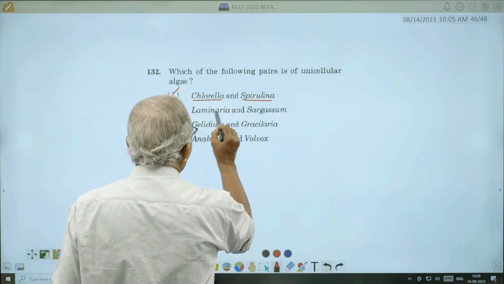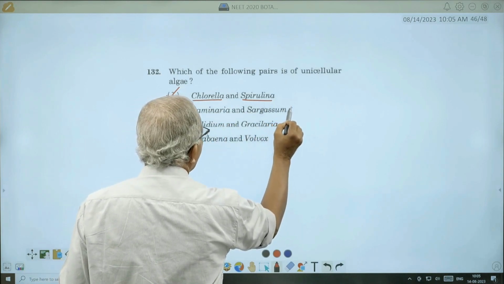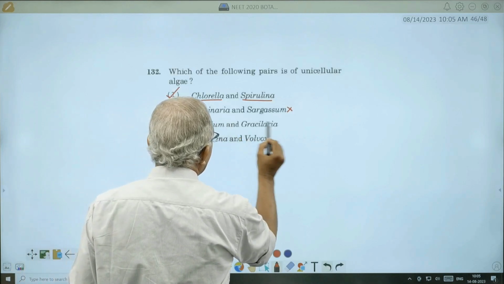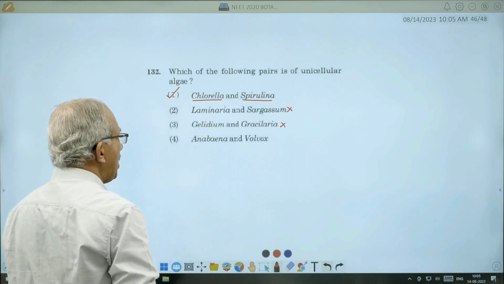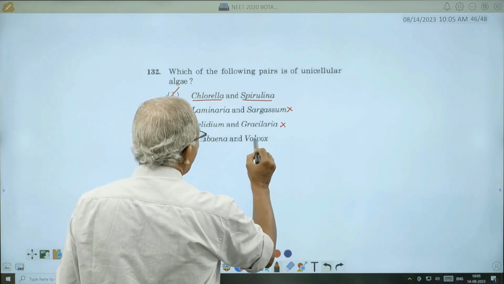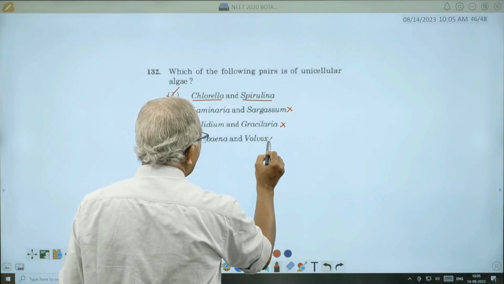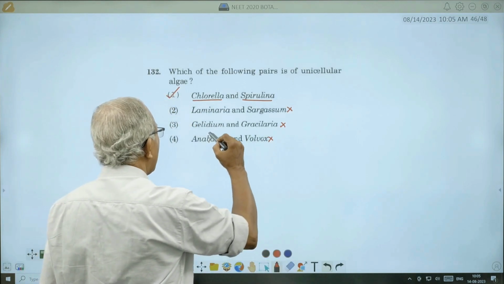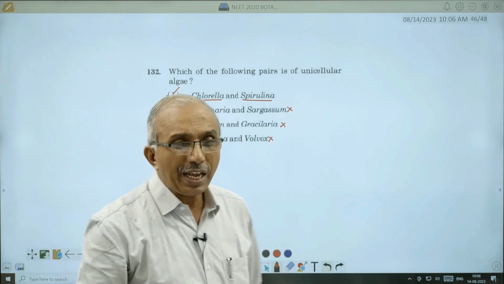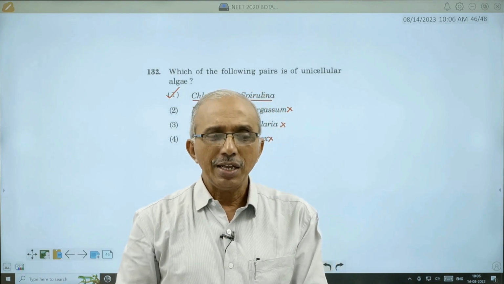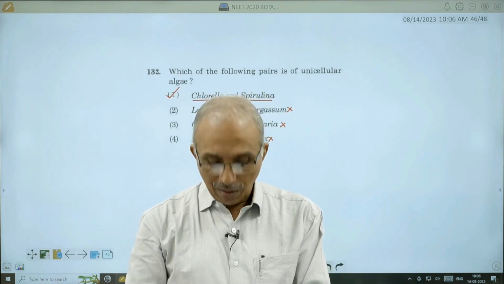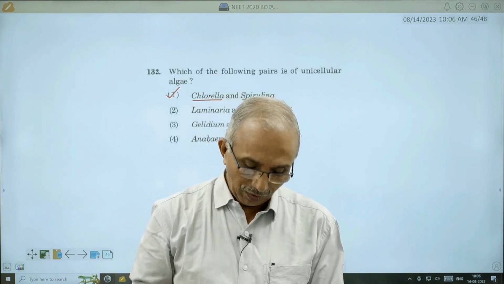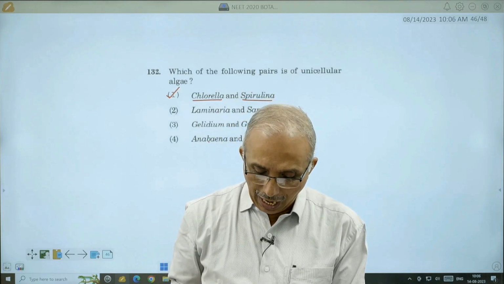Then Laminaria and Sargassum, both of them are multicellular. Gracilaria and Gelidium, both of them are multicellular. Volvox is multicellular. Amoeba and Anabaena: Anabaena is a blue-green algae, but not unicellular. It is a filamentous blue-green algae.